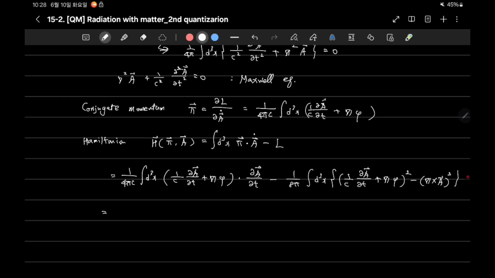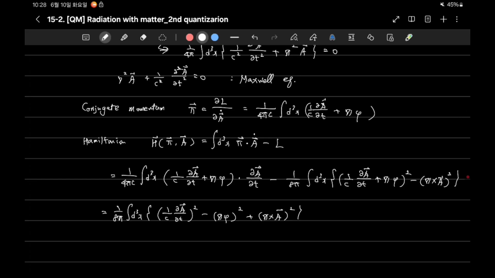From the simple calculation, I will omit the detailed calculation. Anyway, the result is 1 over 8 pi, volume integration, and also 1 over c partial A partial t squared minus gradient phi squared plus curl A squared. That is the result of this calculation.